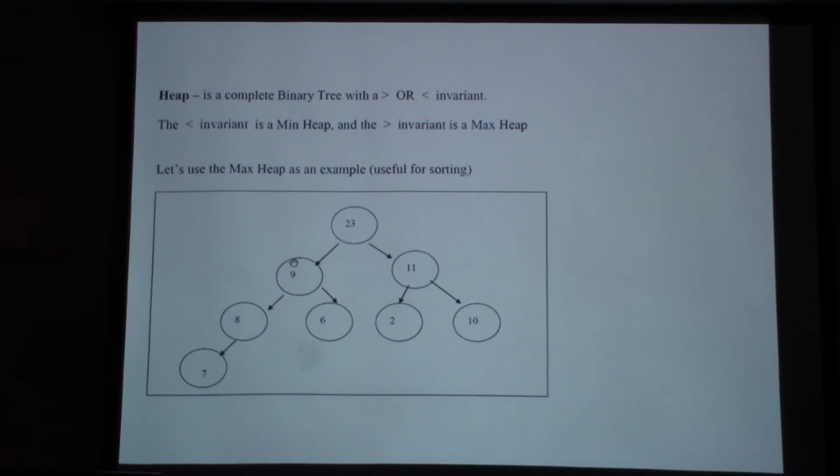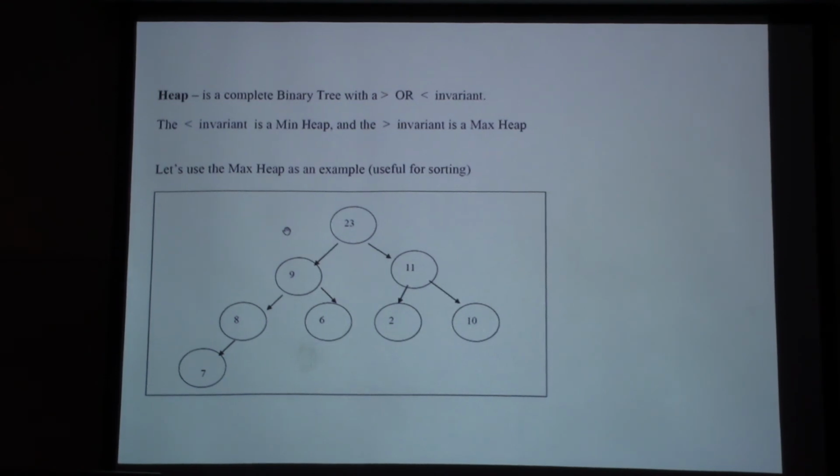Yeah, Scott? Can heaps have duplicate keys? Yes, they can have duplicate keys. In fact, in some cases they often do, which is different than a binary tree. But it looks like a binary tree, right?